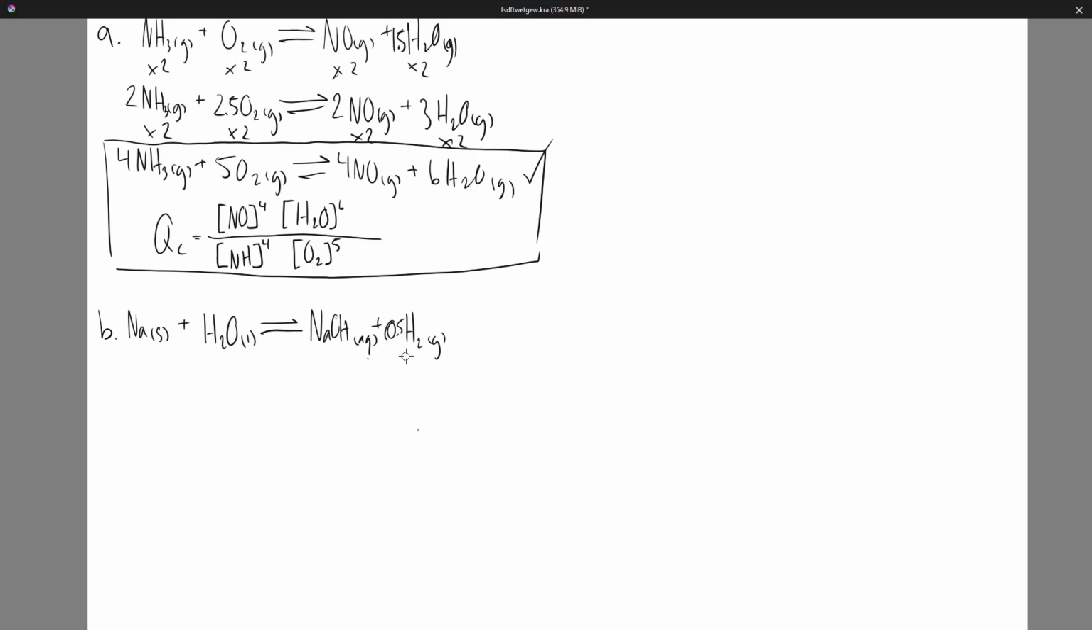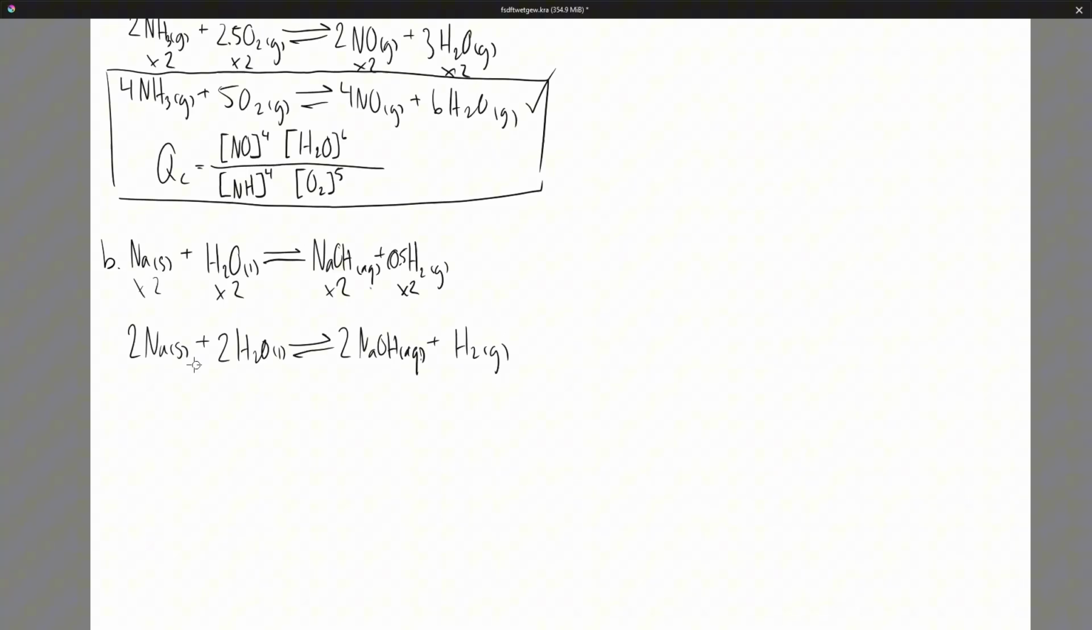Like I said for the previous problem, I'm going to get rid of that by multiplying everything by 2. So that makes 2 solid sodium, 2 liquid waters, 2 sodium hydroxide aqueous solutions, and 1 hydrogen gas. So there's 2 sodium, that's good. 4 hydrogen, 4 hydrogen, that's good. And 2 oxygens, 2 oxygens, that's good.